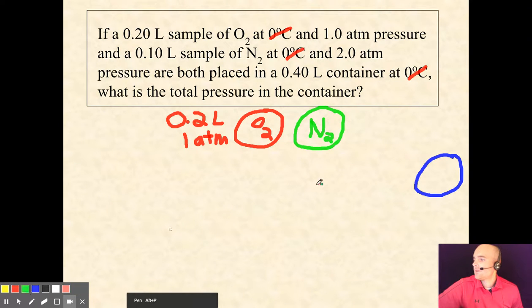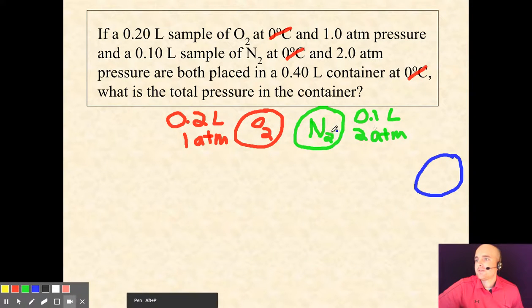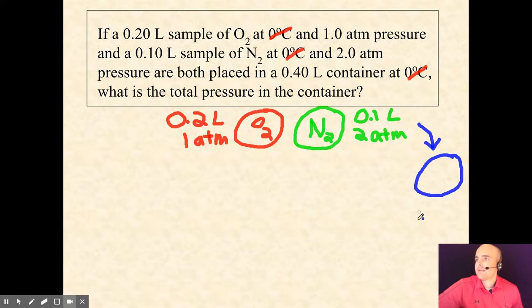So let's put our nitrogen in here, and that is going to be 0.1 liters, and then it's going to be 2 atmospheres. These two are individual containers, and they are going to be placed into our new container. So these two are going to be placed into this one. And this one has a new volume of 0.4 liters, and we want to know its pressure. So we want to know the atmospheres.